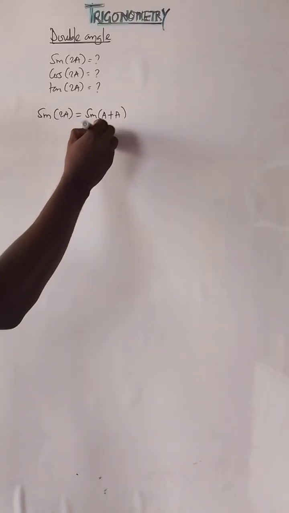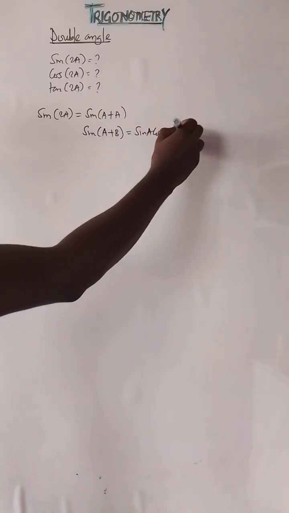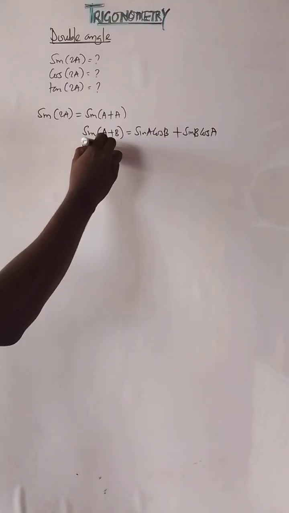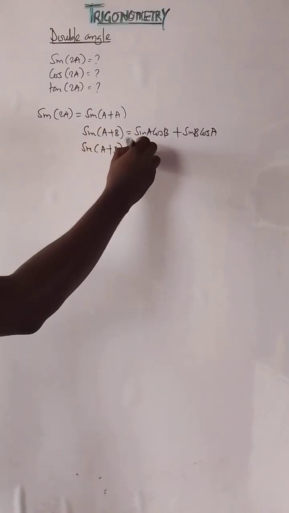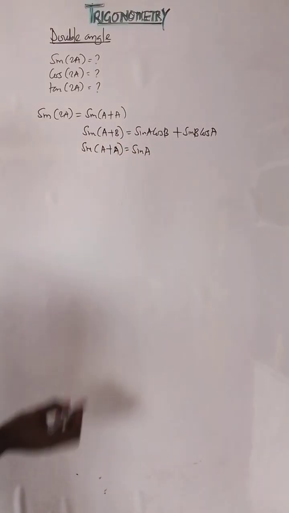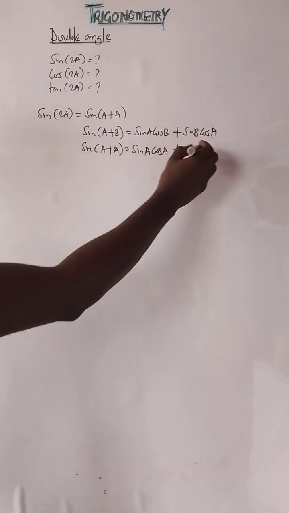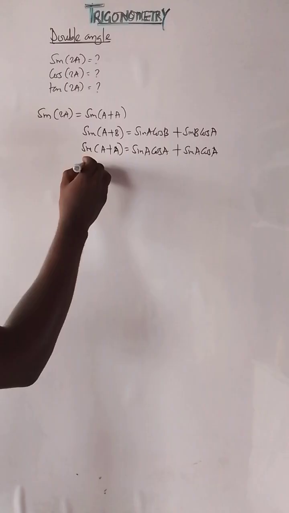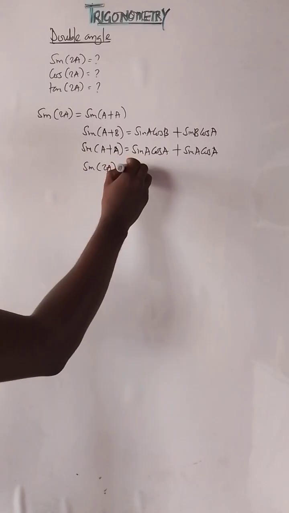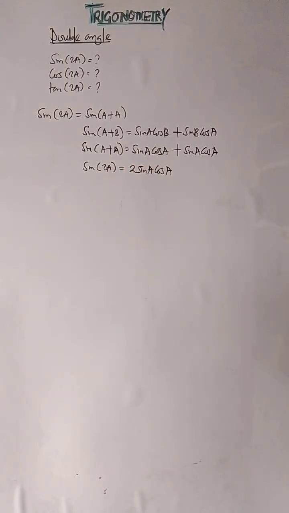And recall that sine a plus b, what we just did, is sine a cos b plus sine b cos a. So from here, sine a plus a becomes: anywhere we see b, replace b with a. So this is sine a cos a, plus another, replace b with a, sine a cos a. So from here you can say sine a plus a, 2a, equals sine a cos a plus sine a cos a. So that's 2 sine a cos a. That is the identity for sine 2a.